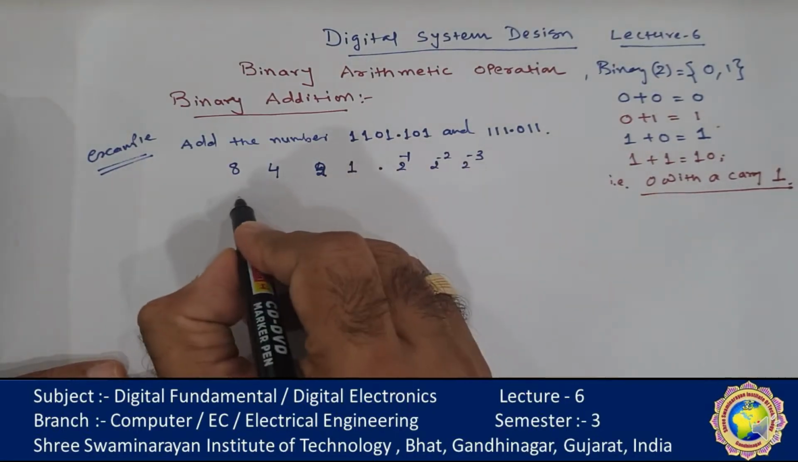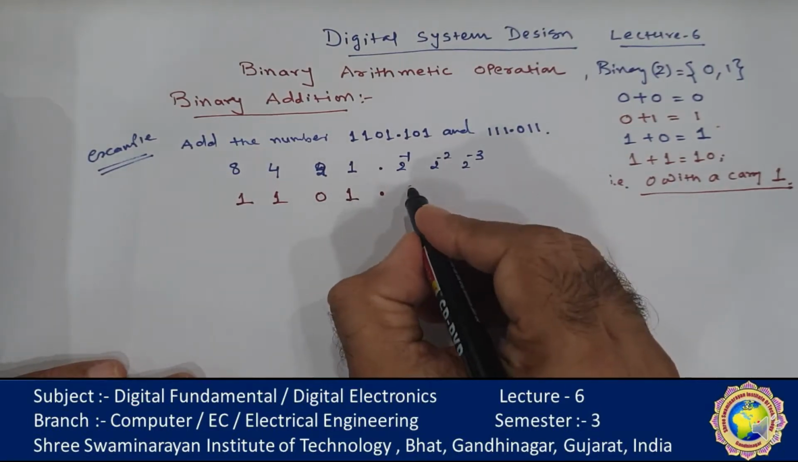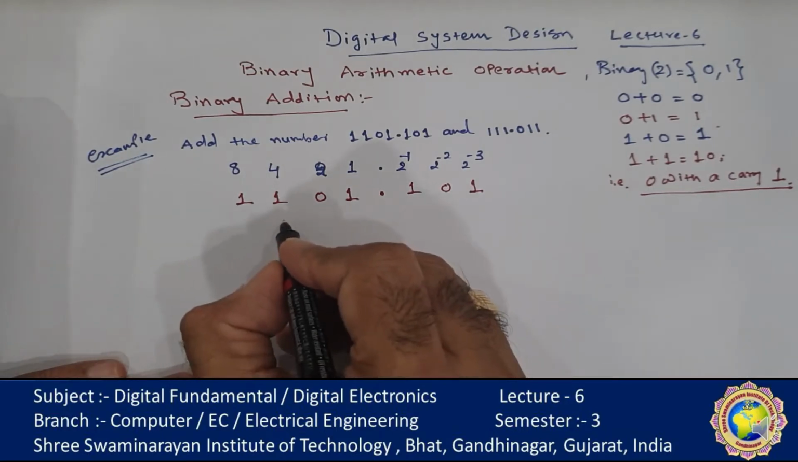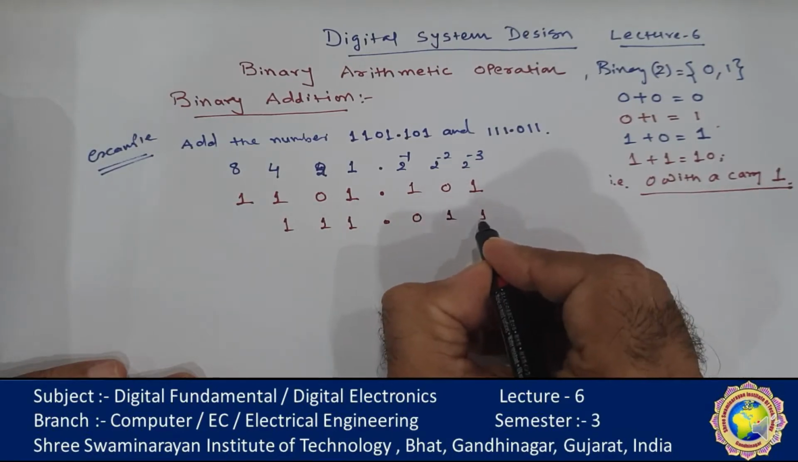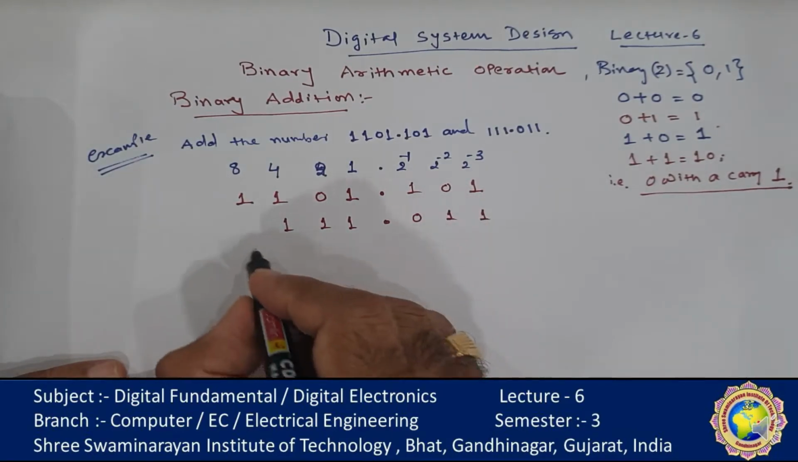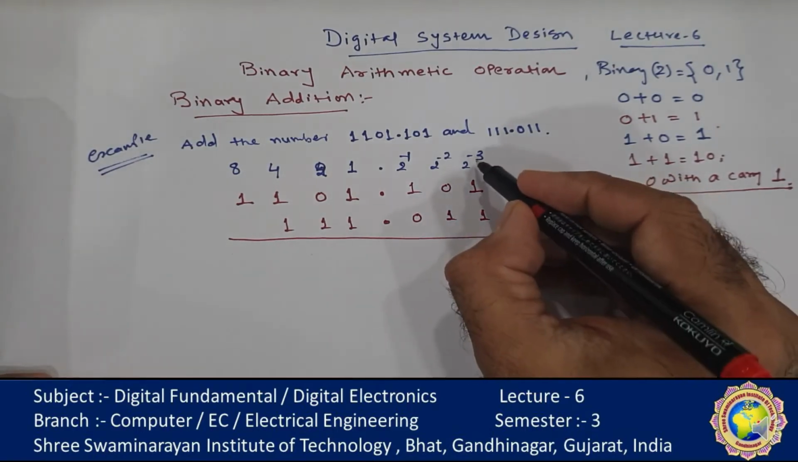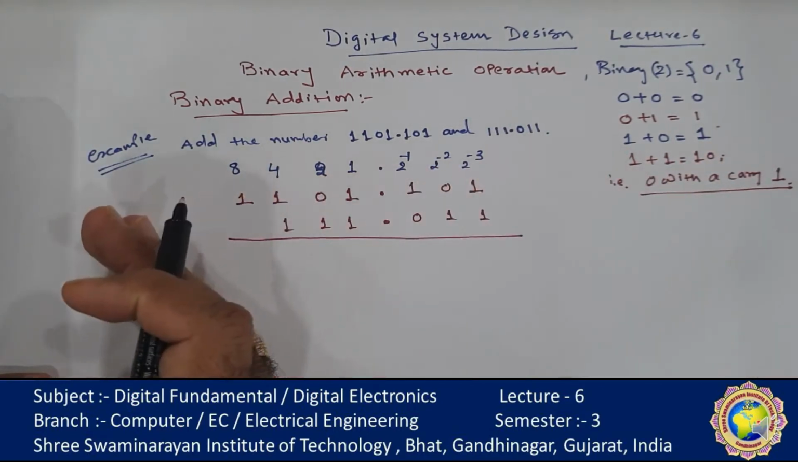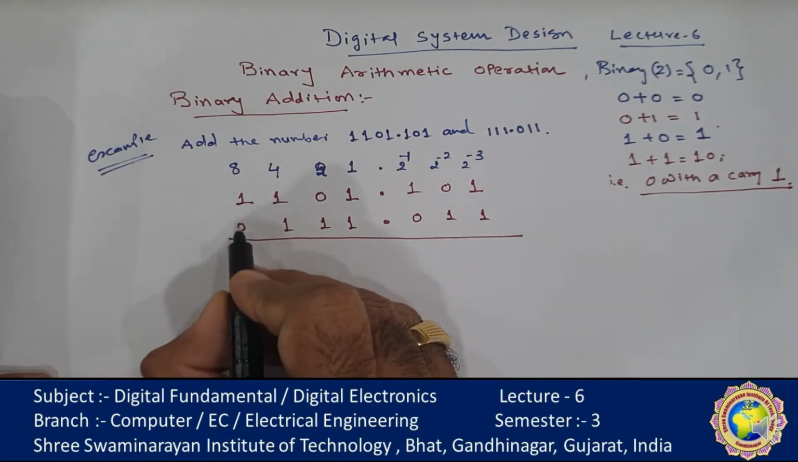Our first number is 1101.101, while the second number is 111.011. Okay, now we have to add these numbers. So let us start from the column 2 raised to minus 3. We always have to start from the right hand side towards the left hand side. Here we add 0 because the width must be the same.